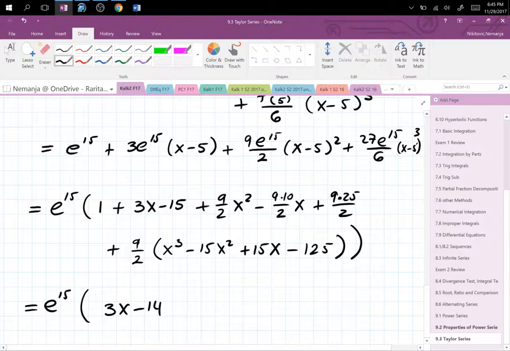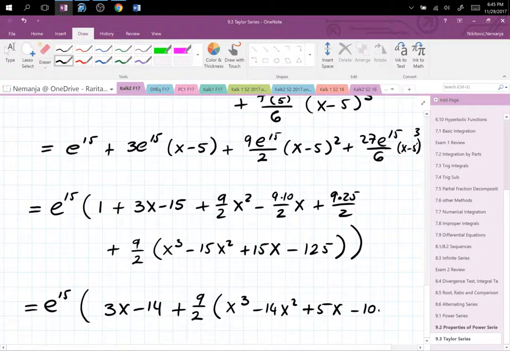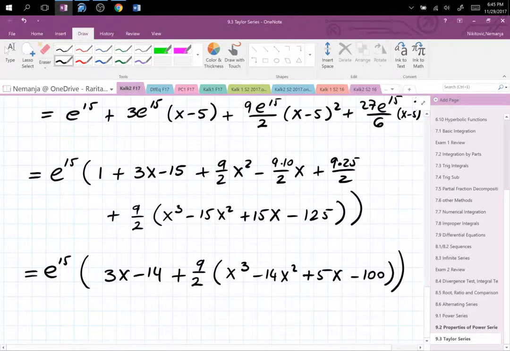So now look what I have. Plus, you can factor out 9 halves, and you're left with x cubed. And now when you factor out 9 halves, you have 1x squared minus 10 plus, so plus 5x. And when you factor out 9 halves, it's 25 minus 125, minus 100. That's if you factor out 9 halves in front. So this is, you know, just manipulation.